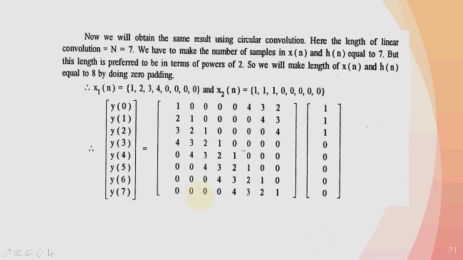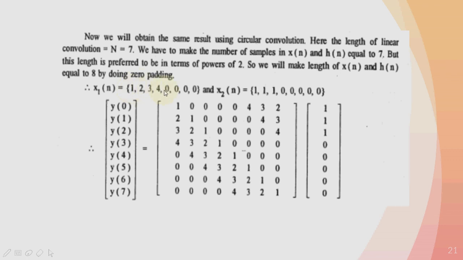So here we will obtain the same result by using the circular convolution. Here the length of the linear convolution is 7, and we have to make the number of samples in x of n and h of n equal to 7, but the length is preferred as a power of 2, so we will make the length of x of n and h of n equal to 8 by doing the zero padding.